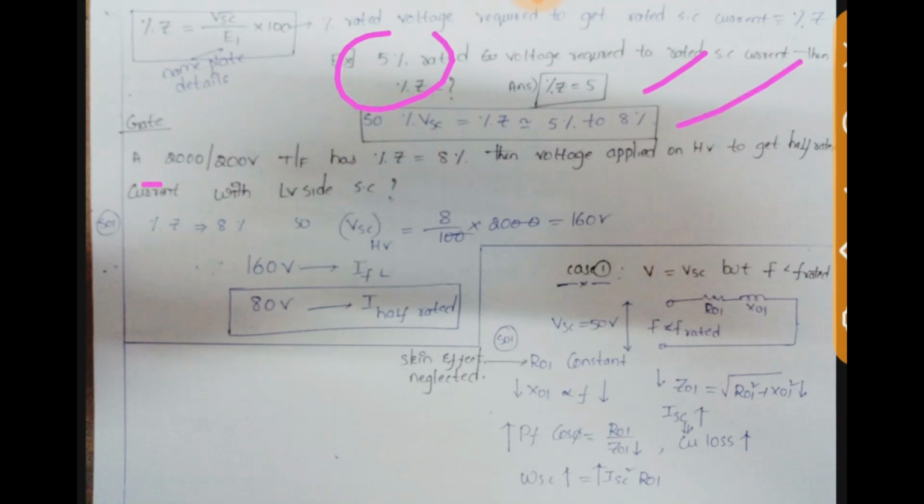Now, a 2000/200 volt transformer has percentage Z equal to 8%. What is the voltage applied on the HV side to flow half the rated current with the LV side short circuited? Percentage Z means the percentage of voltage required to get full load current. Since the LV is shorted, the test is conducted on HV. 8% of 2000 is 160 volts. Now he requires half of the rated current, which means 80 volts. This was asked in GATE.